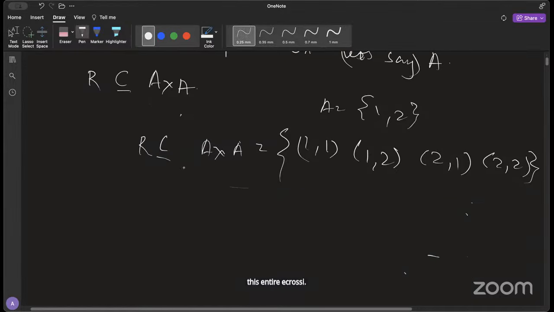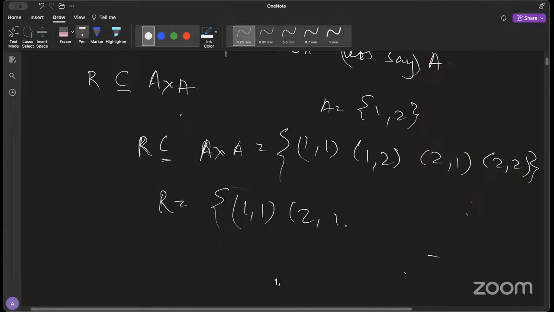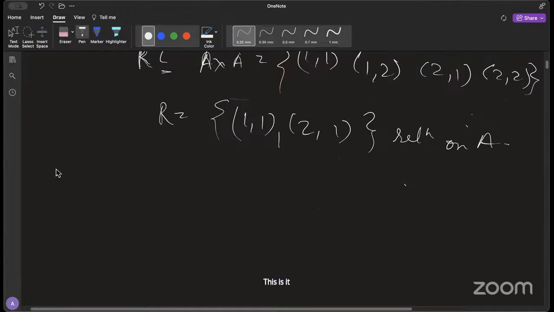That's the first thing. And what is a relation? It's basically taking one element from A and the other element from A as well. That's the idea of a relation. Is that okay? So let's say you have to define a relation on this set, then your relation could be (1,1), (2,1). This is a relation on set A.